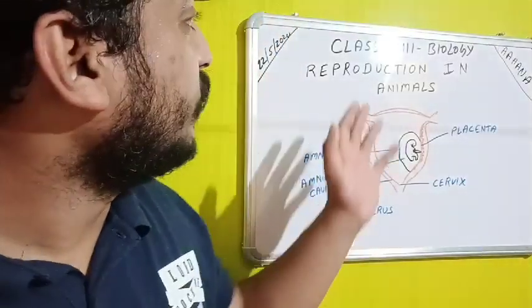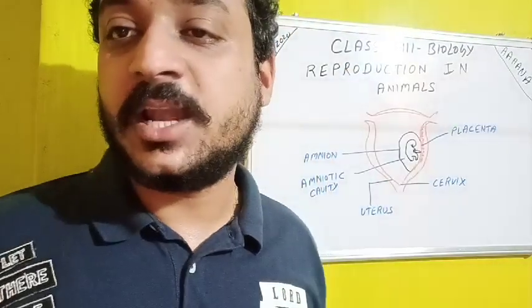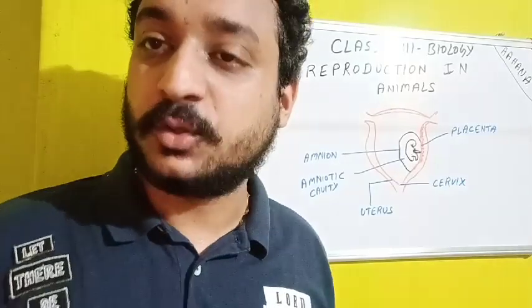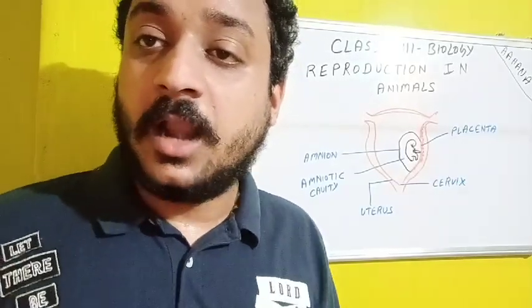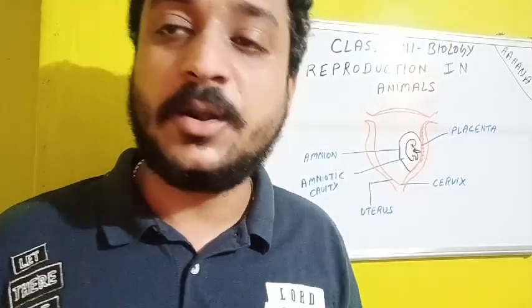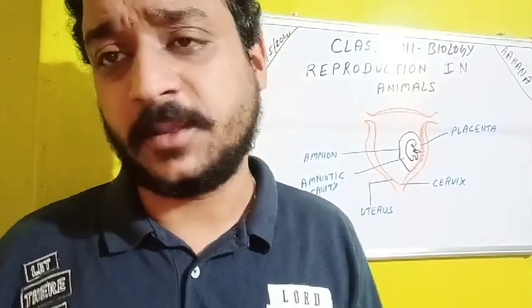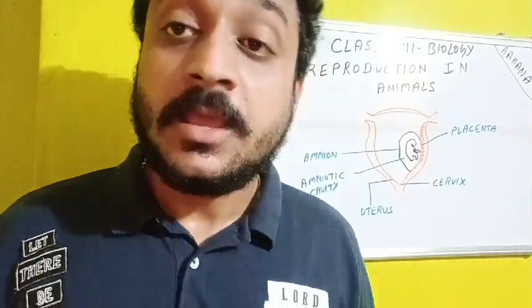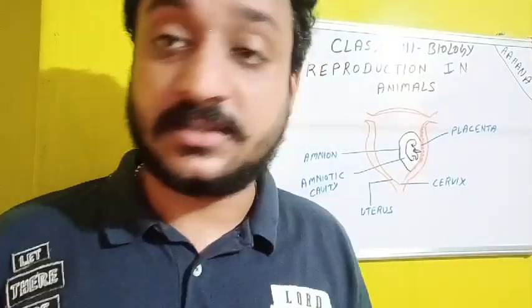This video is for class 8, reproduction in animals. As we all know, we are going through the topic reproduction in animals. In the last class, we learned about fertilization, the male reproductive system, the female reproductive system, everything. Today's class is on post fertilization events.